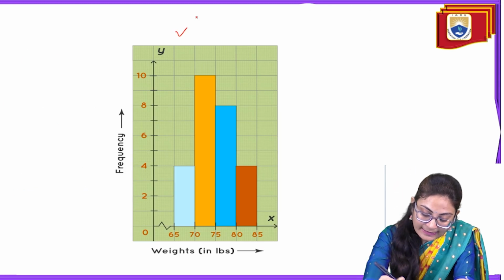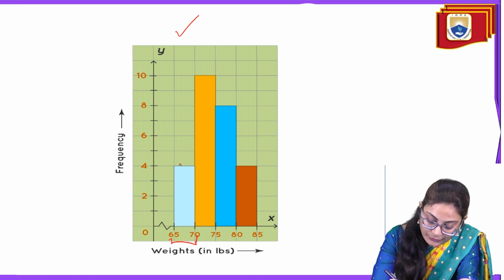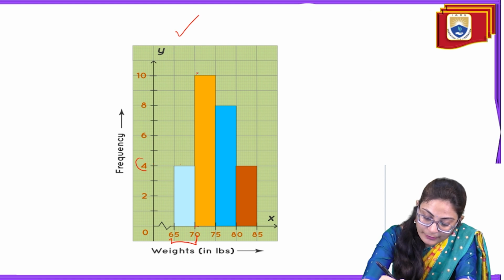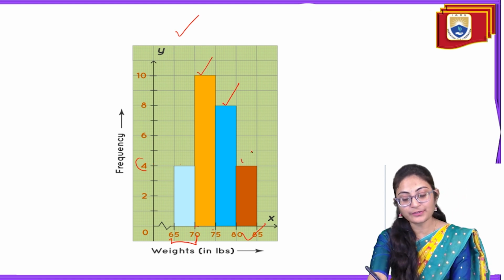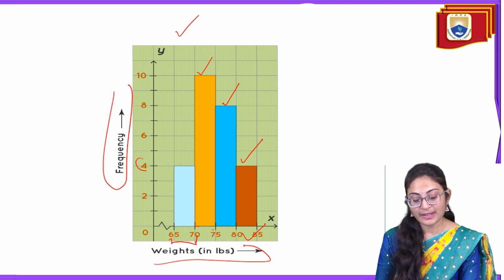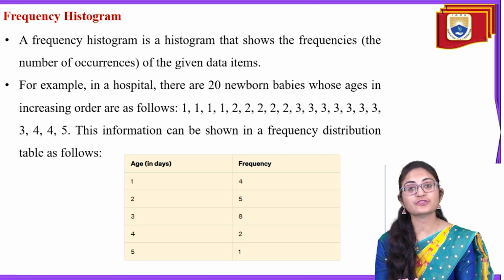Now see, there is a 65 to 70 range and we have drawn the bar till 4. There are 4 students. Then 70 to 75, 10. 75 to 80, 8. And 80 to 85, there are 4. That means these are frequencies. Again, these are the weights which are shown in lbs. Then after that, the frequency histogram.